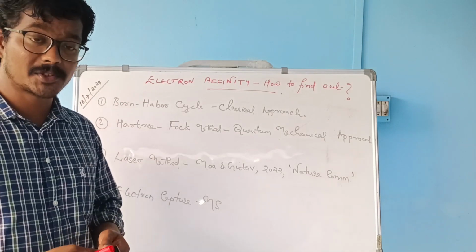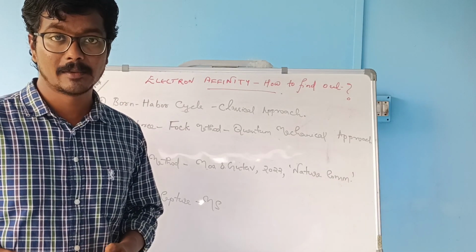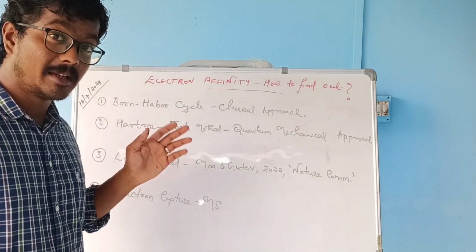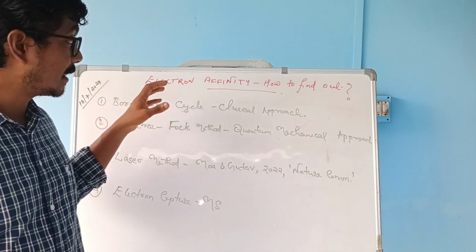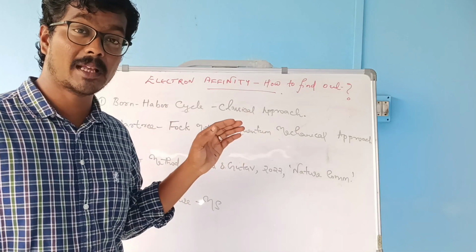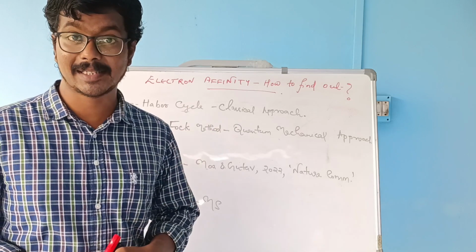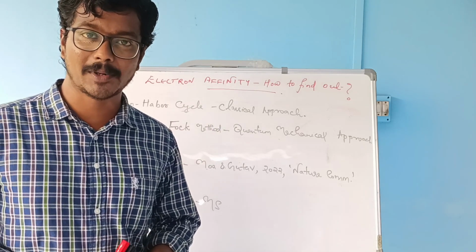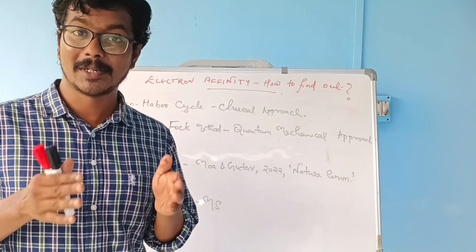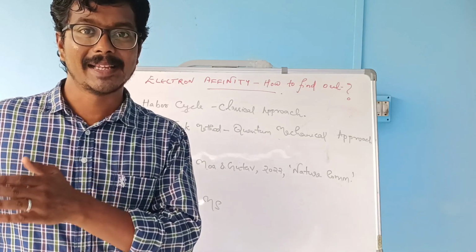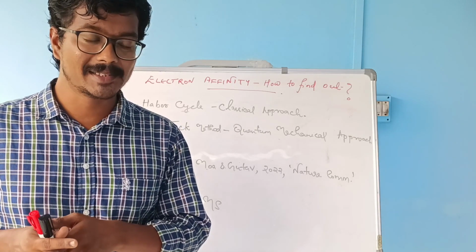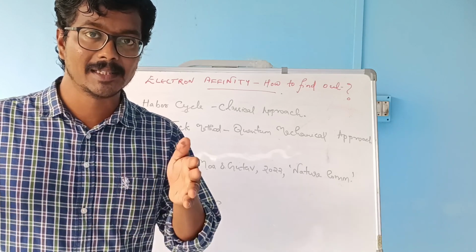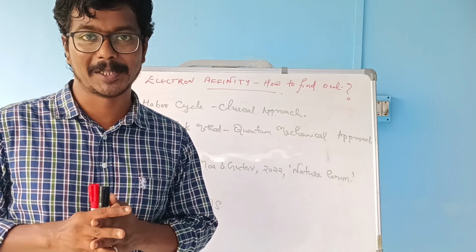The first and foremost one is the Born-Haber cycle. As you all are aware, the Born-Haber cycle is a very famous classical approach for the determination of lattice energy of an ionic compound. Lattice energy is the amount of energy required to break an ionic compound in solid state into gaseous ions. Or in other words, the amount of energy released when two ions in gaseous phase combine to form an ionic solid.